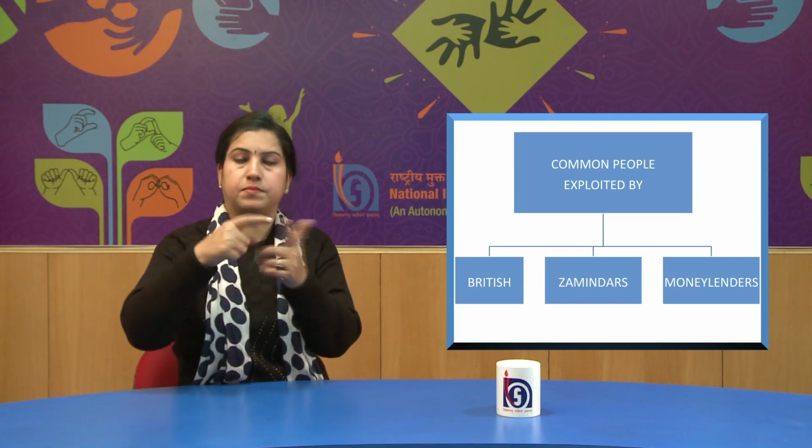Learners, you just saw a new term, money lenders. Do you know who they were? The British increased the demand of land tax from the farmers. However, the farmers were dependent on rainfall for irrigation of their crops.